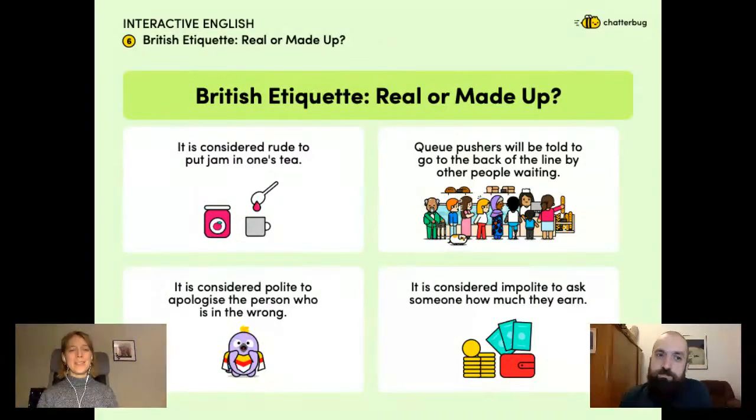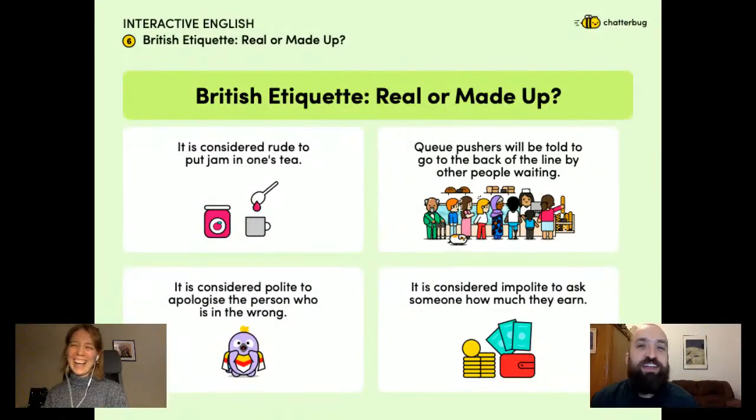I feel like that one's so absurd that it has to be real. You can't make that up. Interesting. It is made up. It's not rude. It's just weird. You won't offend anybody, but you will get a strange look. But it might be considered bad etiquette too.